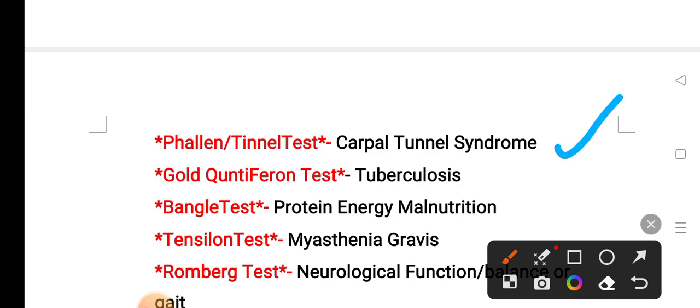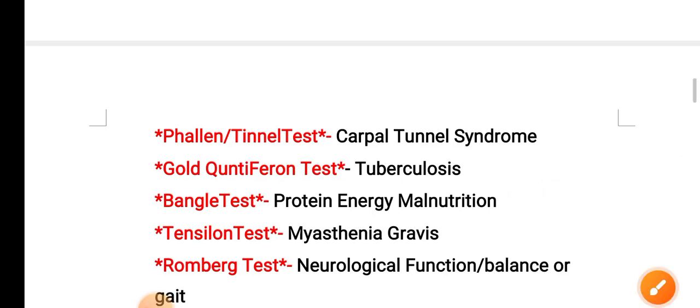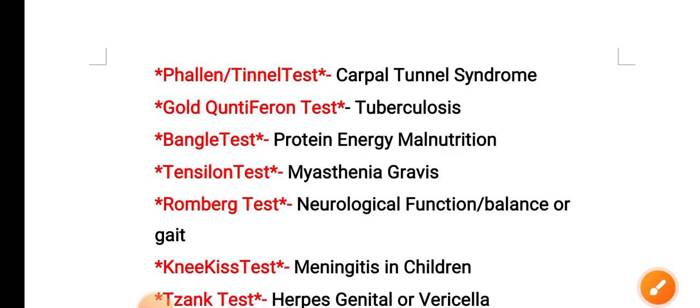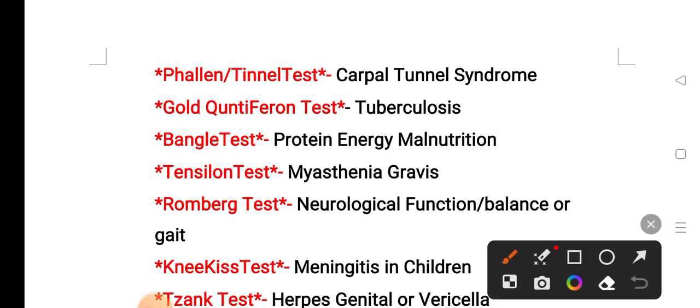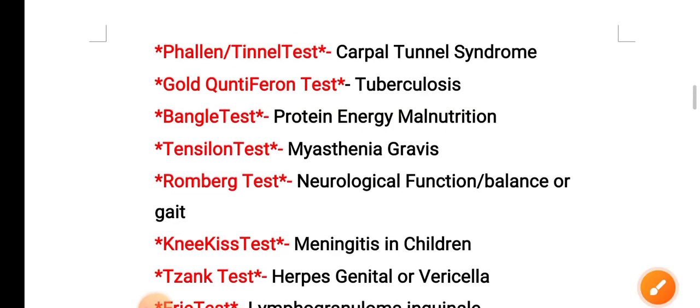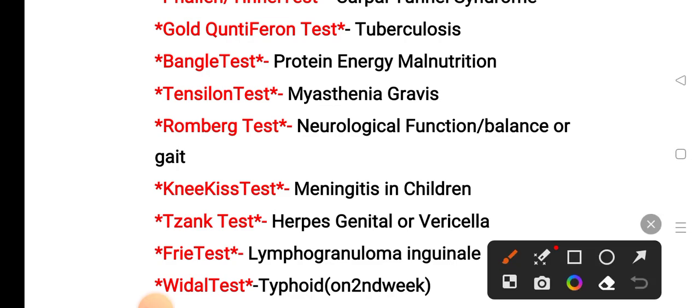Gold QuantiFERON test is done for tuberculosis. Bengal test is done for protein energy malnutrition. Tensilon test is done for myasthenia gravis. Romberg test is for neurological function or balance or gait. Kernig test is done for meningitis in children.